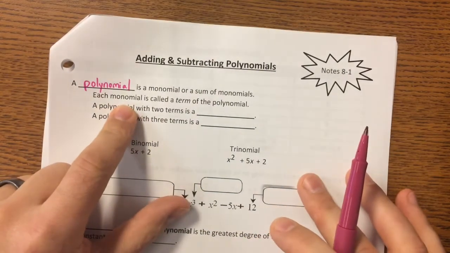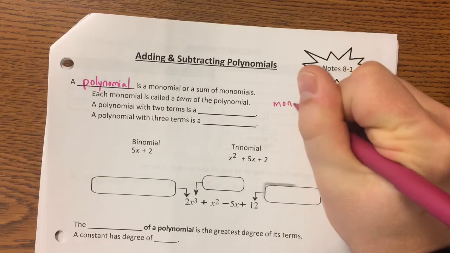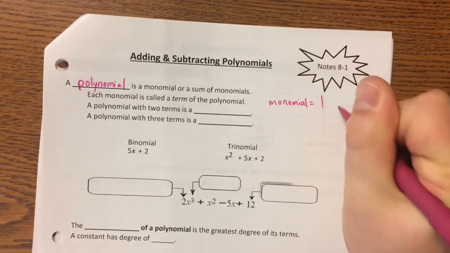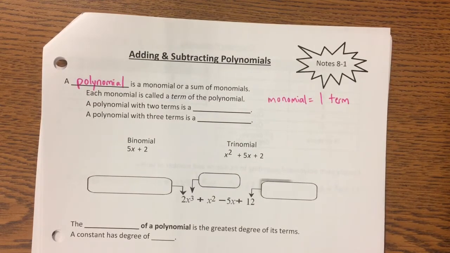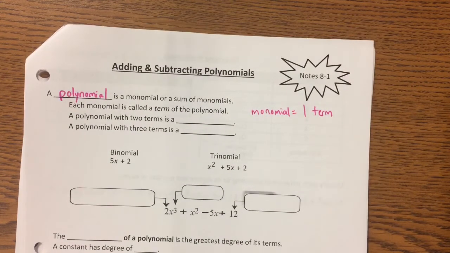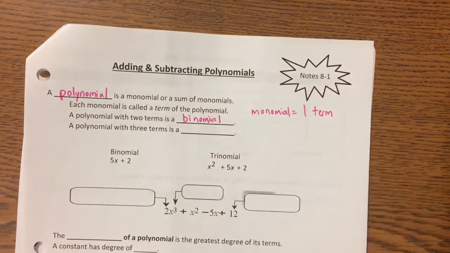So each monomial, those individual terms, is called a term of the polynomial. And so we're going to have different names for polynomials that have different numbers of terms. If it just has one term, it's a monomial. A monomial is one term. If you have a polynomial with 2 terms, it's called a binomial. Just like a bicycle has 2 wheels, a binomial has 2 terms.